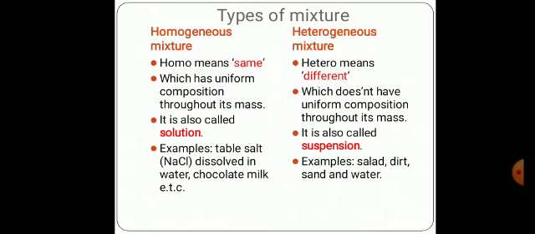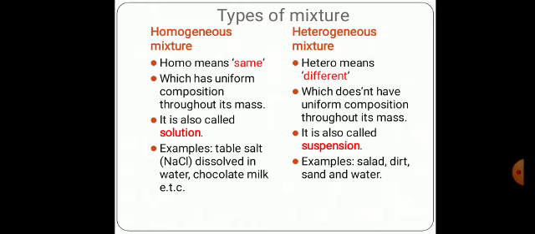What is the heterogeneous definition? Which does not have the uniform composition throughout its mass. When we dissolve salt in water, all the salt is dissolved in water and forms a homogeneous mixture, a homogeneous or same or uniform composition. But in a heterogeneous case, when we dissolve sand in water, it's a heterogeneous mixture and the composition is not uniform throughout its mass.